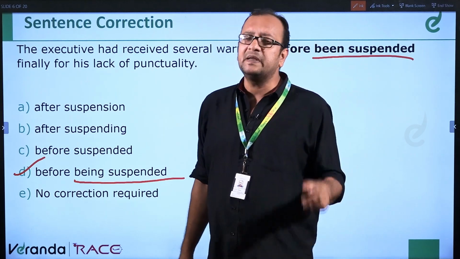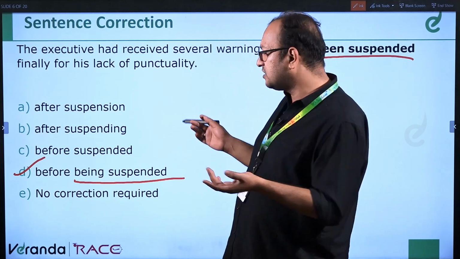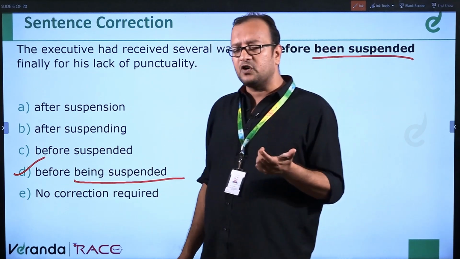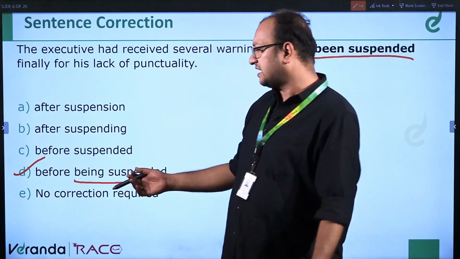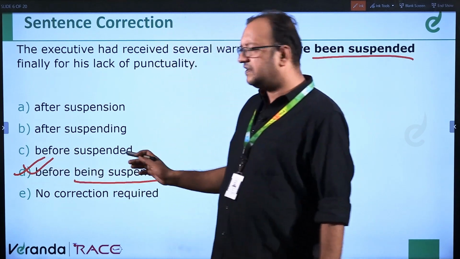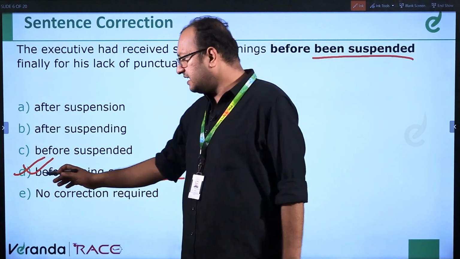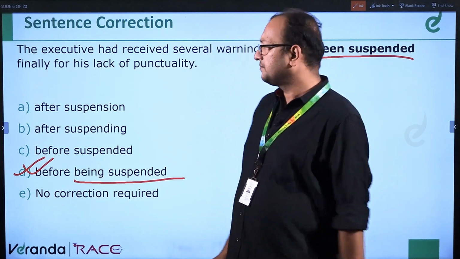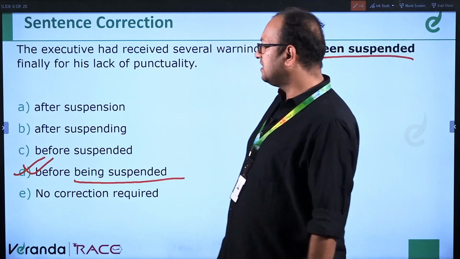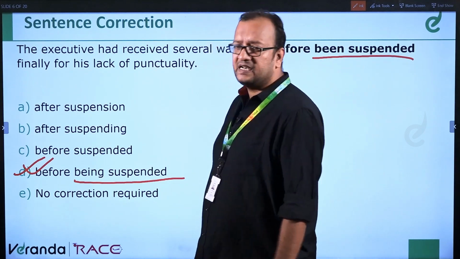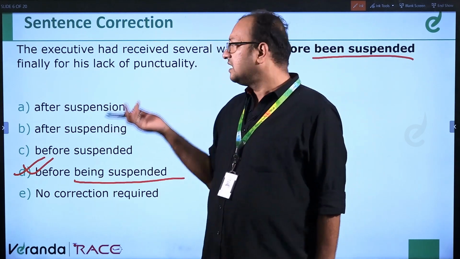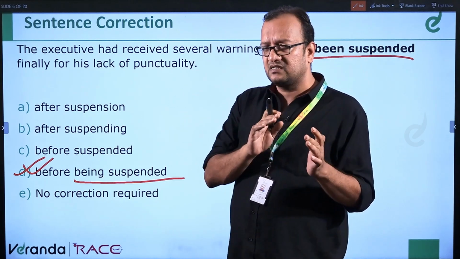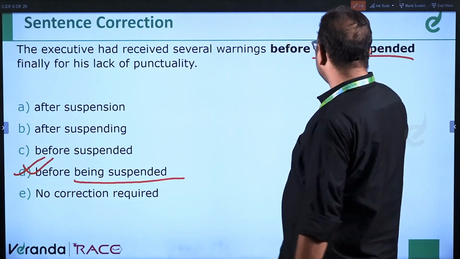Before having been suspended could have been the answer, but here the structure is before being suspended, which is passive voice of present continuous, which is the correct answer. Before being suspended. If a person has a good reading habit, he can easily make out that this should be before being suspended, and that's the correct answer. After suspension, finally, after suspending, before suspended, before being suspended. So before being suspended, he had received many warnings. That's the correct answer. Okay. So next question.